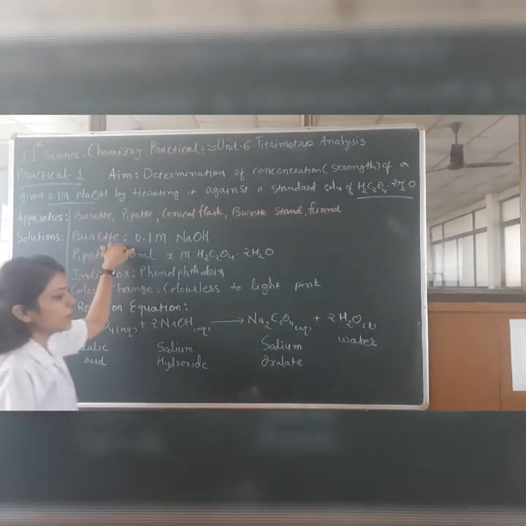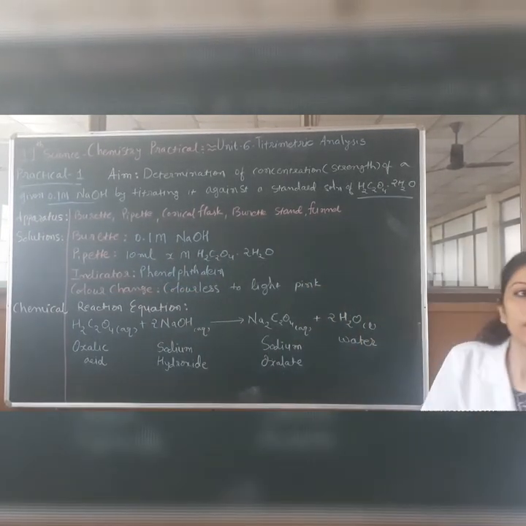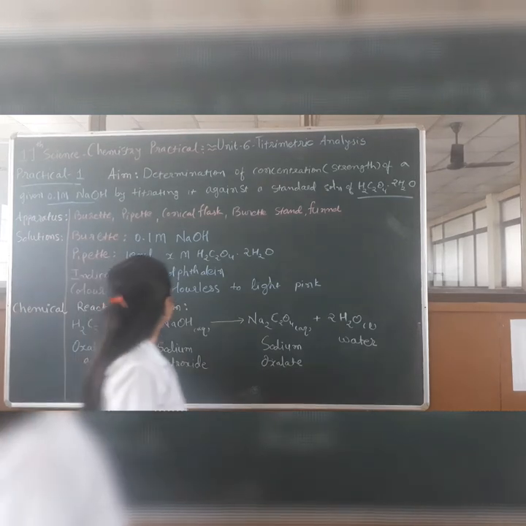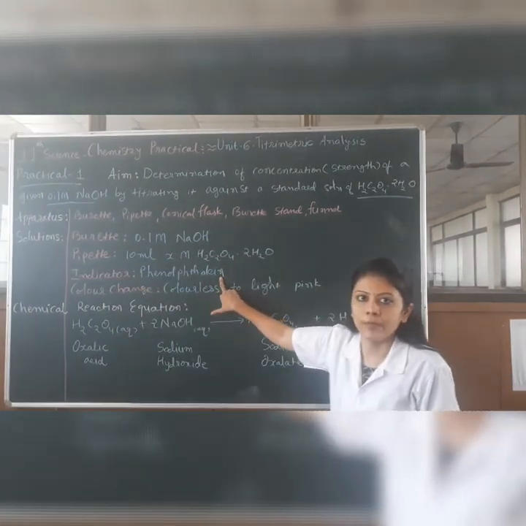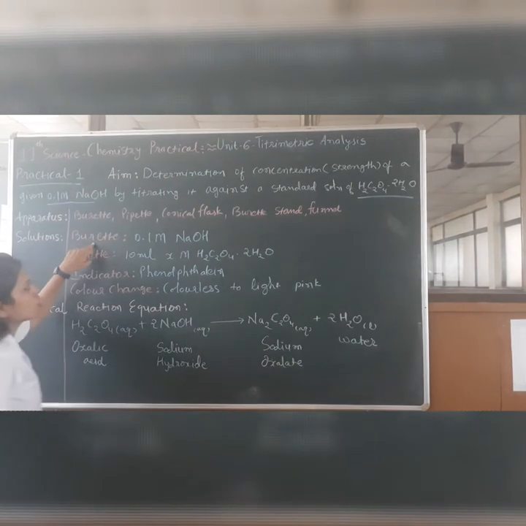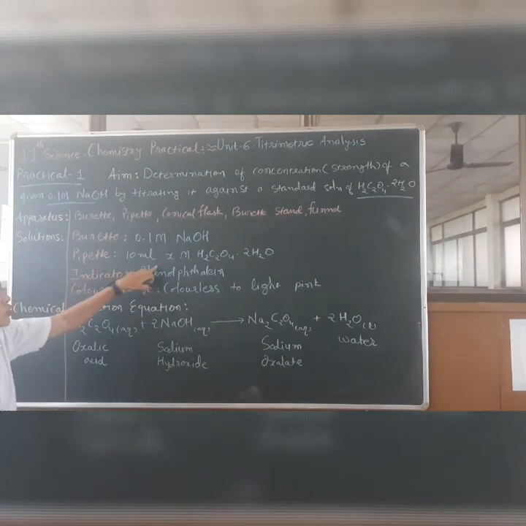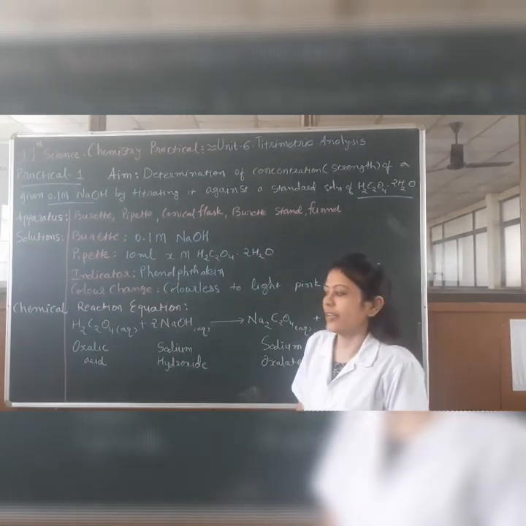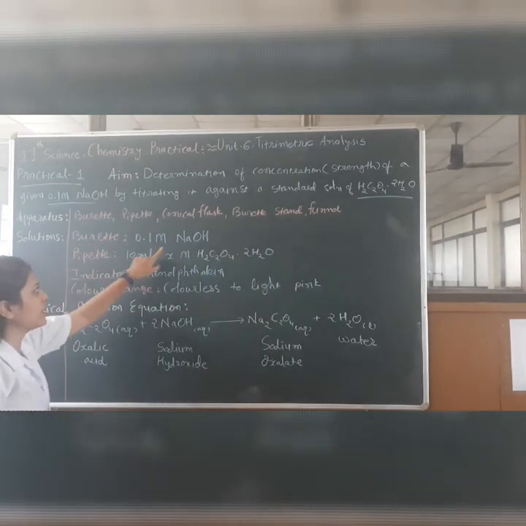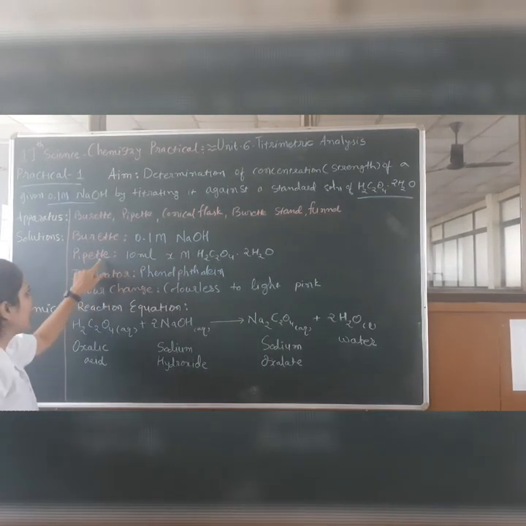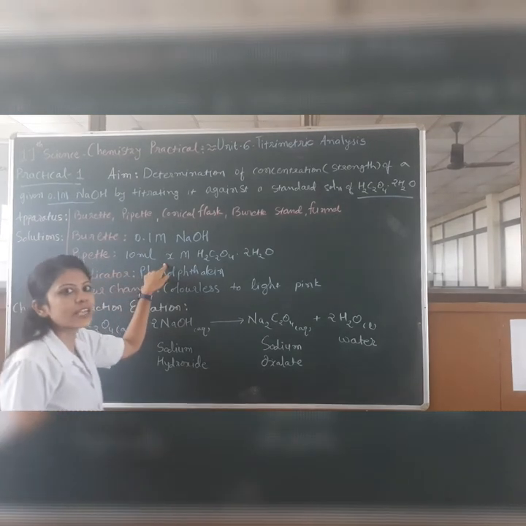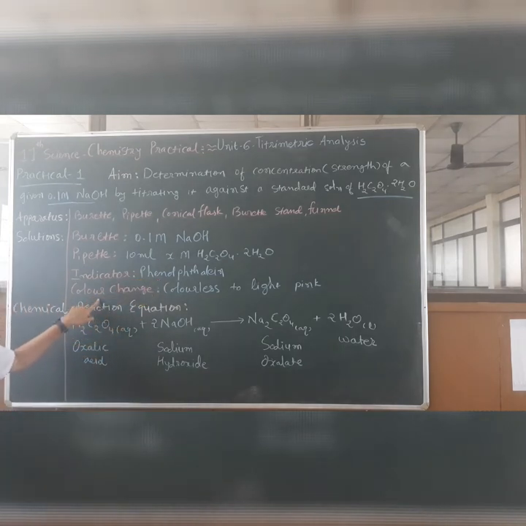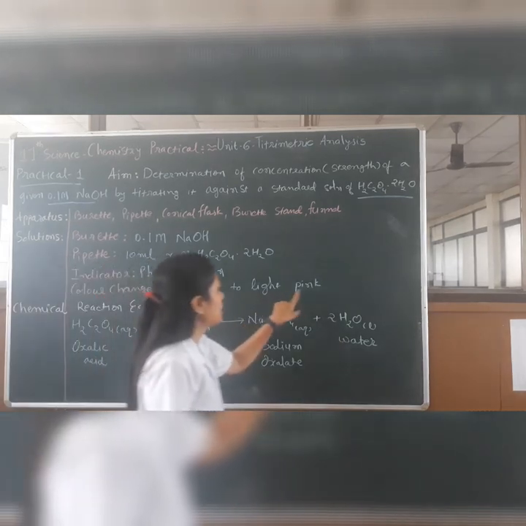Here in the burette we are using base and in the pipette we are using acid. That's why the indicator we have to use is phenolphthalein. If suppose the burette solution is acid and the pipette solution is base, then we will use methyl orange as the indicator. But here in the burette we have sodium hydroxide, that is a base, and the pipette solution is oxalic acid, that is an acid. So we have to use only phenolphthalein indicator, and here the color change is colorless to light pink.